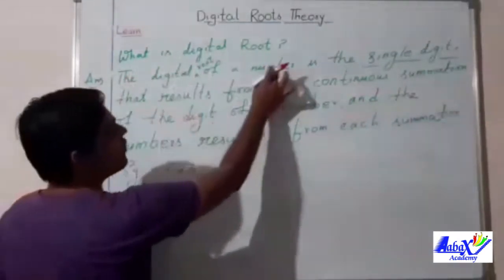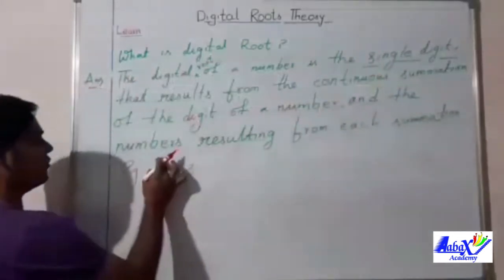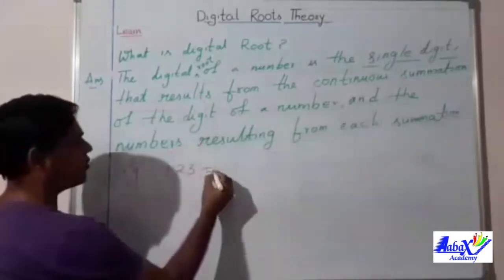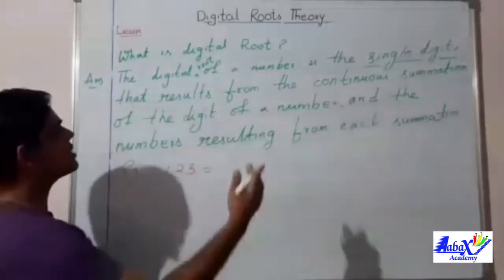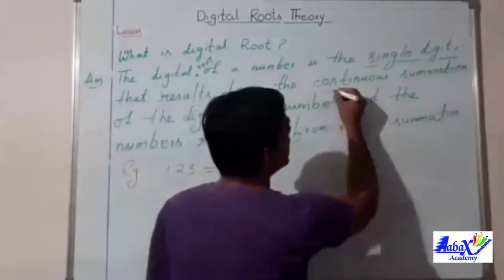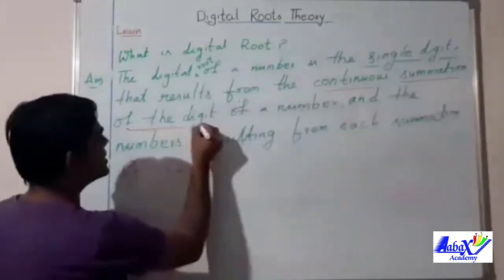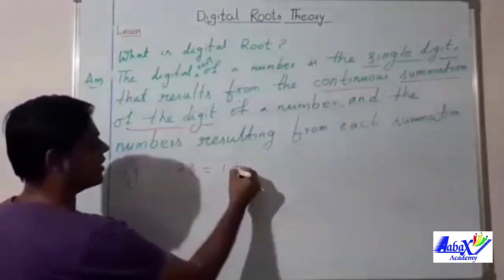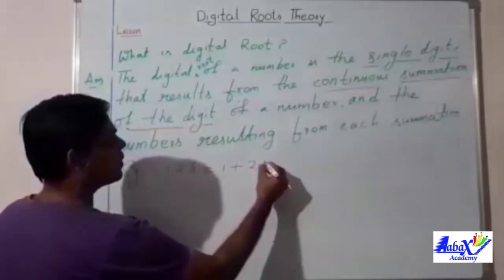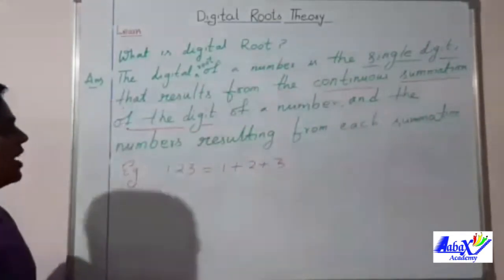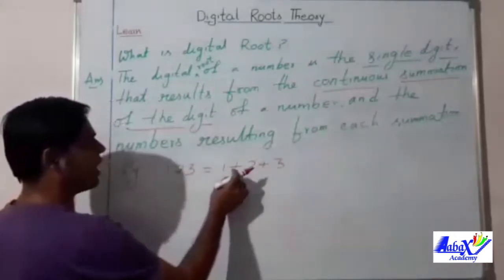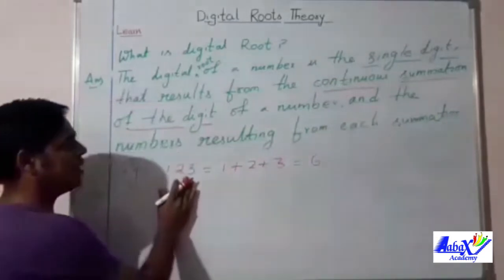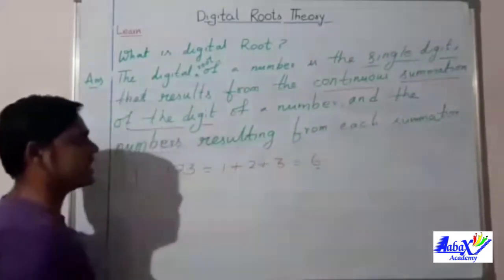Remember, the digital root of a number is a single digit. So we need to find the digital root of 123. What we have to do is a continuous summation of the digits. The meaning of continuous summation of the digits is nothing but adding the given number 1 plus 2 plus 3. Now what do we get here? 3 plus 2, 5. 5 plus 1, 6. So the digital root of 123 is 6.